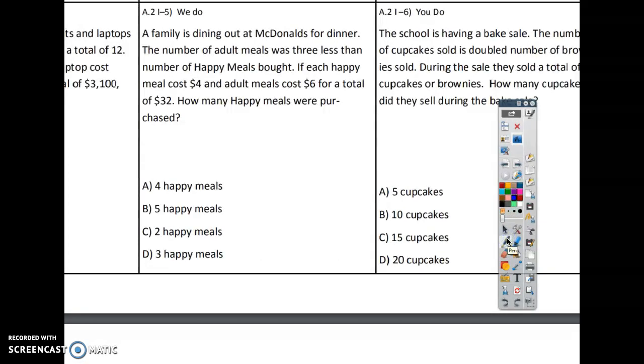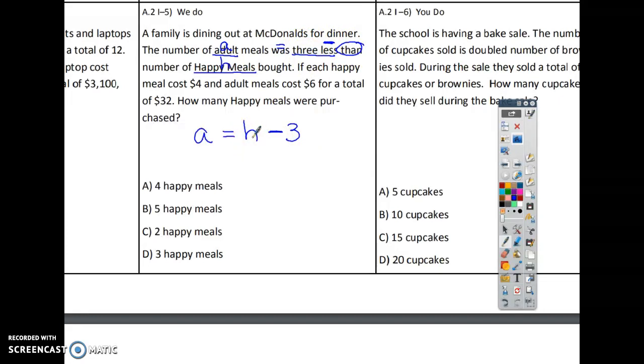Problem number 5. A family is dining out at McDonald's for dinner. The number of adults, this is A's, meals, equals 3 less than, 3 less means minus, than the number of Happy Meals bought. So I'm going to use H for Happy Meals. So the adults equals 3 less than the Happy Meals. Remember, less than means you're going to put it at the end. So minus 3 of the Happy Meals.